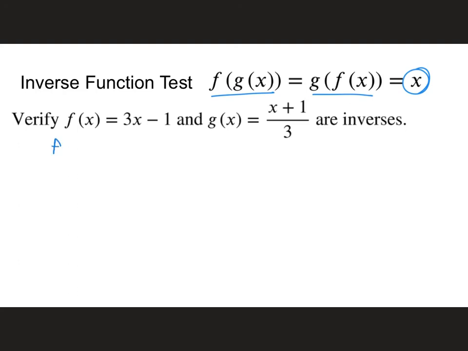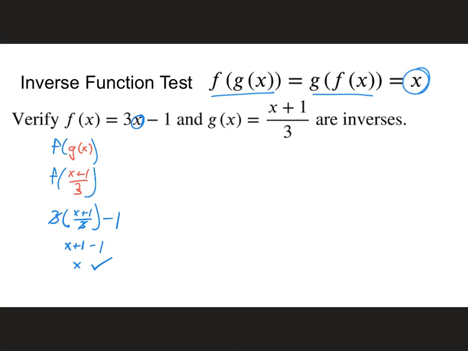First thing, let's do f of g of x. That means g of x is x plus 1 over 3. Now we plug x plus 1 over 3 into my function f every time I see x. So that's 3 times x plus 1 over 3, minus 1. We'll do a little distributive property. This 3 and this 3 cancel out, so I'm left with x plus 1 minus 1. That equals x. Cool deal. So f of g of x does in fact equal x.